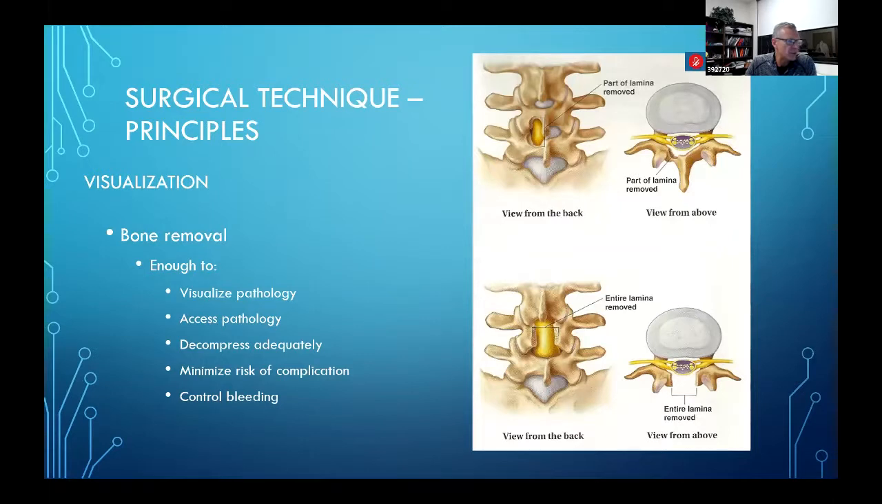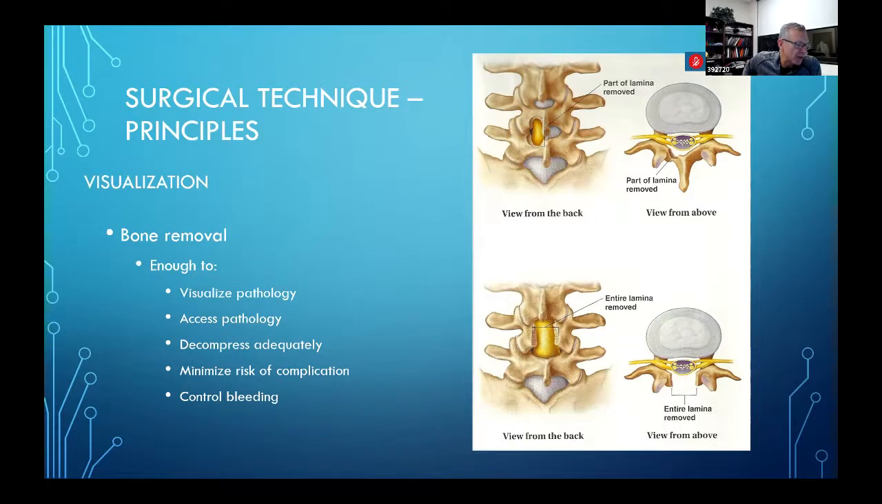So the first thing I do, once I've got my interlaminar space visualized, is figure out how much bone I need to take. And I don't think there's a right answer for how much bone you remove, because everybody's pathology is a little bit different. So if you're doing a very, very tight stenosis, or you're going to take out a large synovial cyst, or a very large disc herniation that is extruded cephalad or caudad, you're going to have to take more bone in order to access the pathology. So you've got to be able to take enough bone so you can visualize the pathology, access the pathology. You need to decompress adequately, and you want to minimize your risk of complications during that.